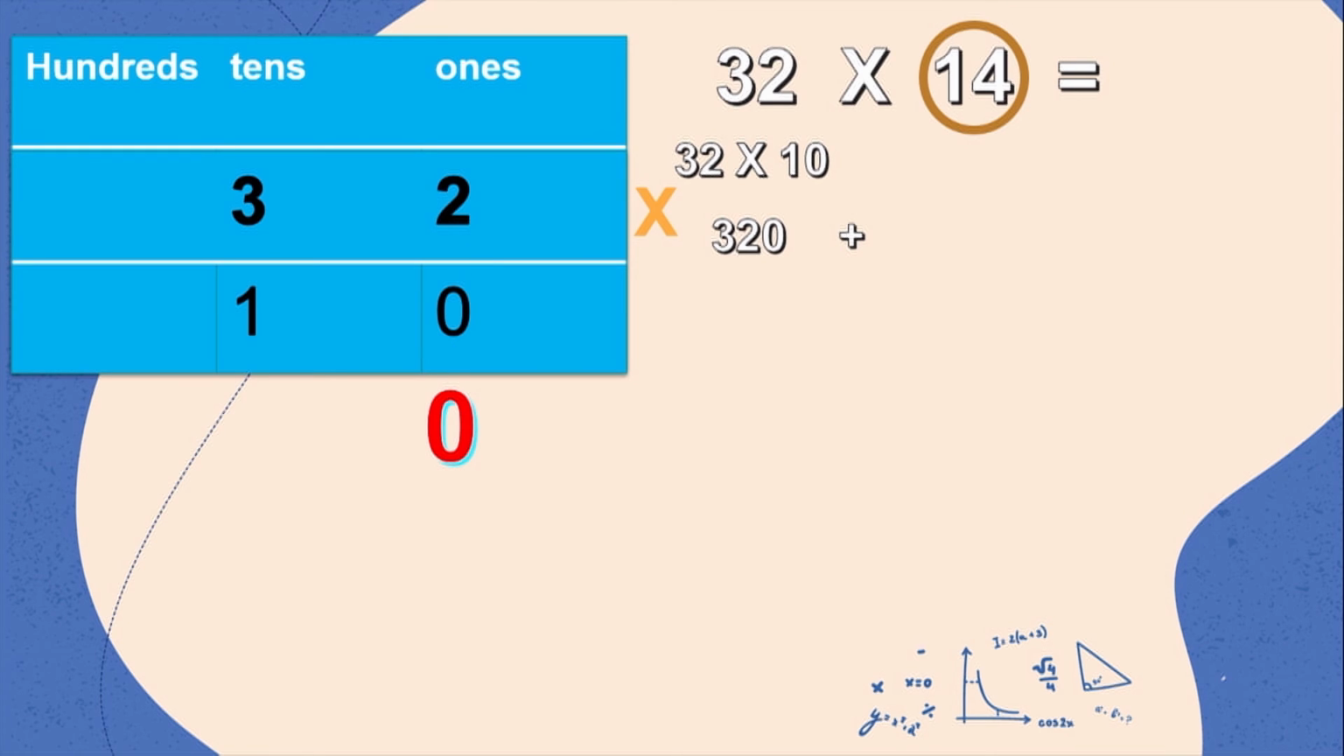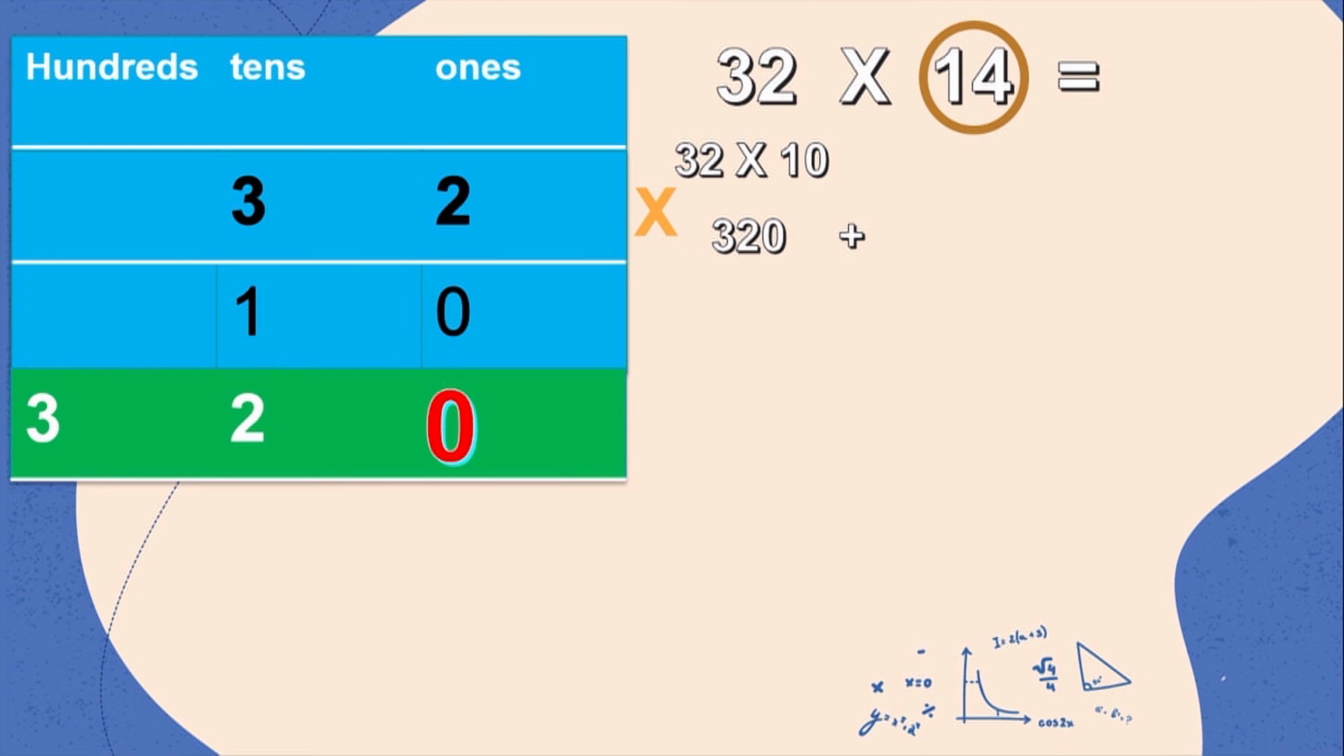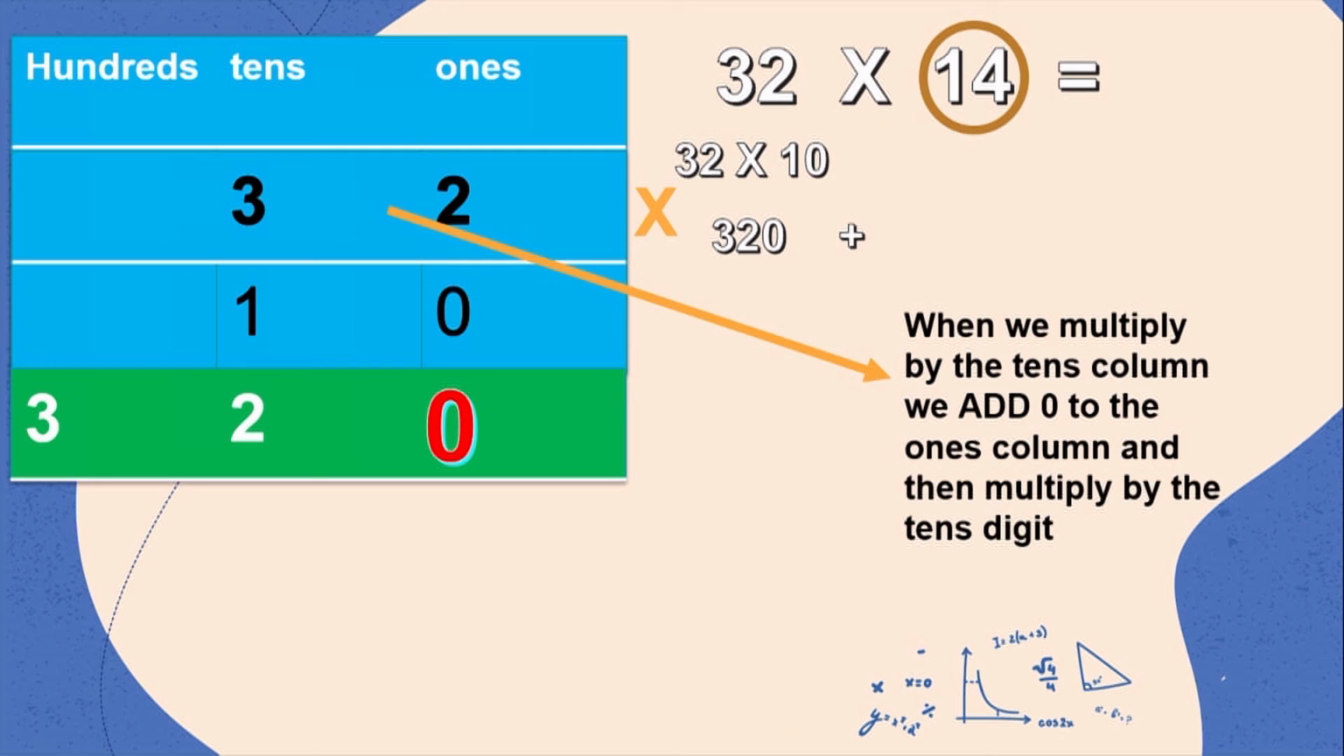So we say 2 multiplied by 1 is 2. 3 multiplied by 1 is 3. Did we get the same 320? Yes. Now that wasn't so bad. Let's go again. Have we finished with that number 14? We dealt with the 10 part of that number. Is there another part? Yes. And just to recap, because I don't want you all to forget, when we multiply by the tens column, we add 0 to the ones column and then multiply by the tens digit.